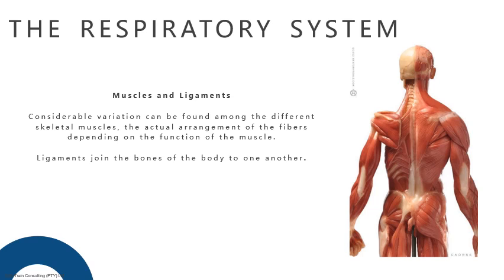Muscles and ligaments. Muscles. Muscle is composed of many long cylindrical shaped fibers from 0.02 to 0.08 millimeters in diameter. In some muscles, the fibers run the entire length of the muscle, up to several tens of centimeters long. In others, a tendon extends along each edge, and the fibers run diagonally across the muscle between the tendons. Considerable variation can be found among the different skeletal muscles, the actual arrangement of the fibers depending on the function of the muscle. Ligaments. Ligaments join the bones of the body to one another.